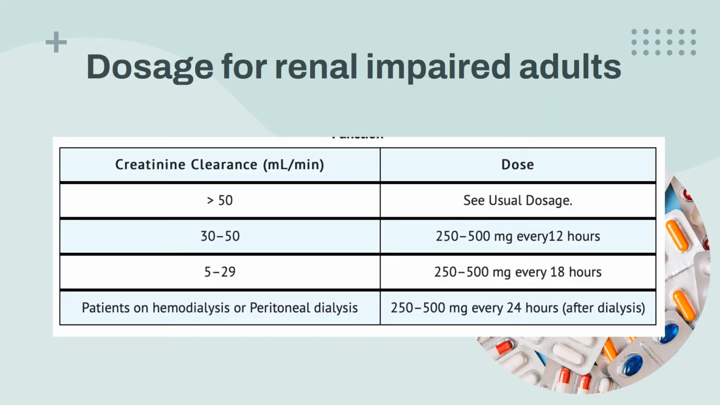Dose adjustment is required for renal impaired adults. For creatinine clearance of 30 to 50 ml per minute, the dose should not exceed 250 to 500 milligrams every 12 hours. For patients with creatinine clearance of 5 to 29 ml per minute, dosing should be every 18 hours. Patients who are on dialysis should be dosed every 24 hours after dialysis.